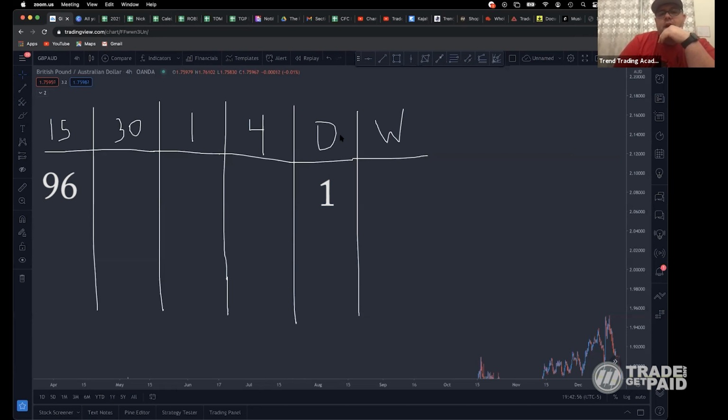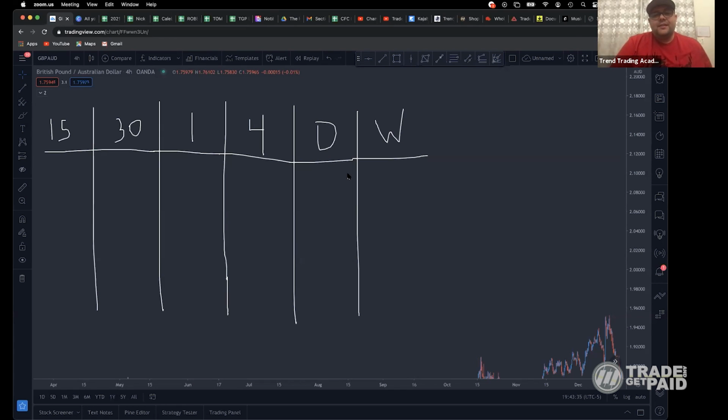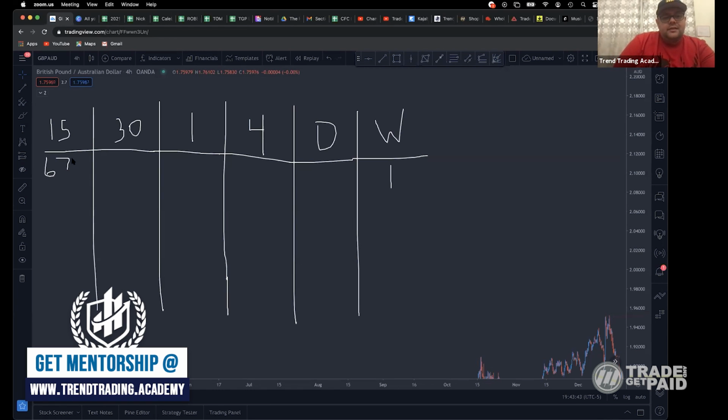All right, cool. Now, if we know that there are 7 daily candles inside of a weekly candle, and there are 96 15-minute candles inside of a daily candle, how many 15-minute candles are in a weekly candle? My head hurts. All right. It's 672. So think about this. For one of these, there's 672 of these, right?